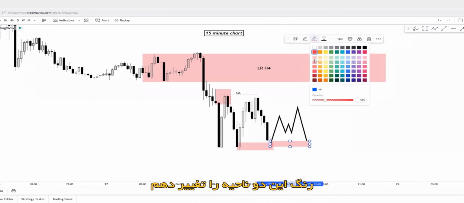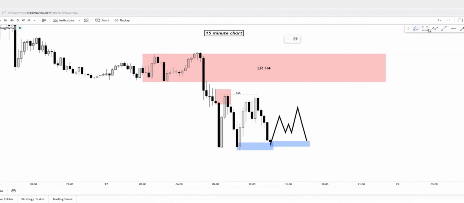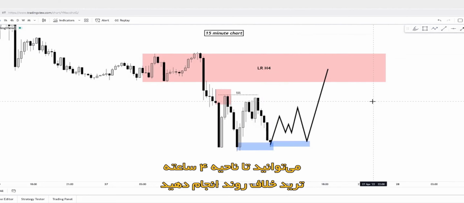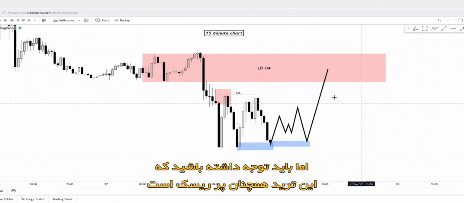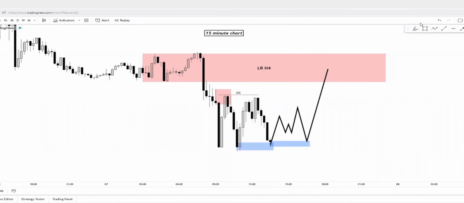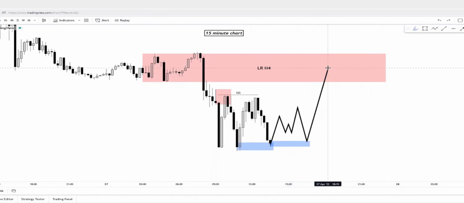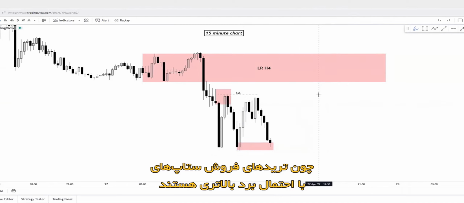Let me just change the color for this and for these two. So after the liquidity creation and criteria creation and strong change of character, you'll be able to target this 4-hour zone with a counter trend trade. But you still have to know that this is risky. This is considered as being risky because it's a counter trend long trade in a really bearish structure. So I don't really recommend you to open long trades. I recommend you to only wait for short opportunities because those are the highest probability setups.